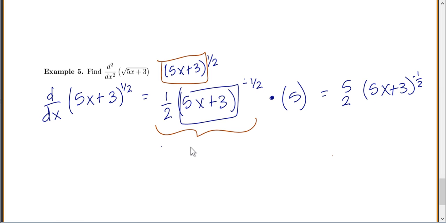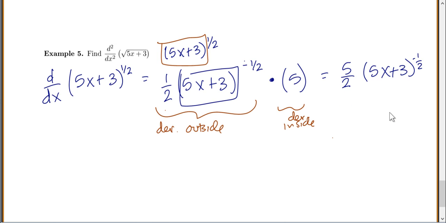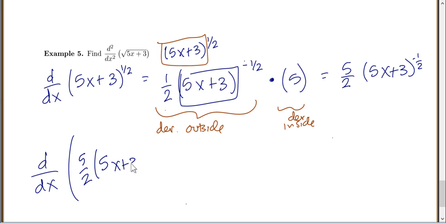Again, this was derivative of outside. This is derivative of inside. So derivative inside, derivative of outside. Okay, so we found our first derivative. Now, we take the derivative of that again. So the derivative of 5/2 times 5x plus 3 to the negative 1/2.